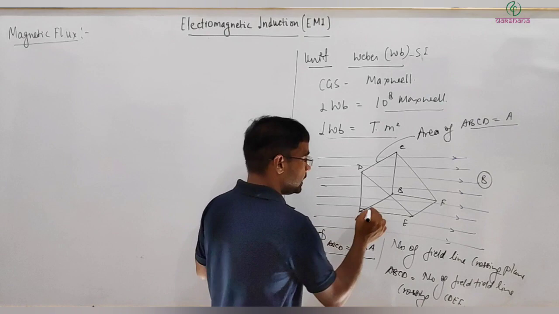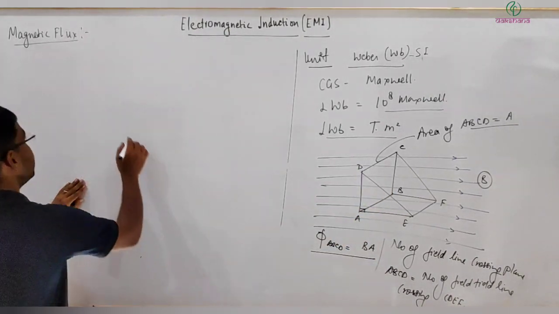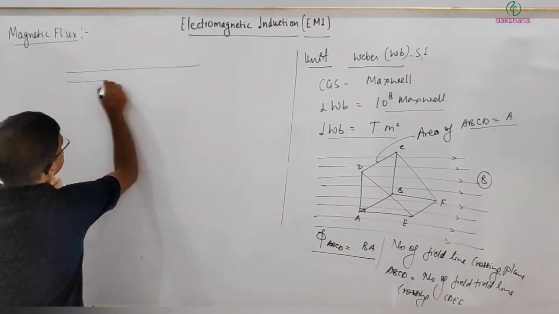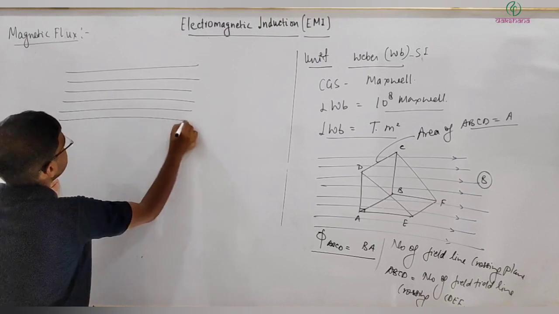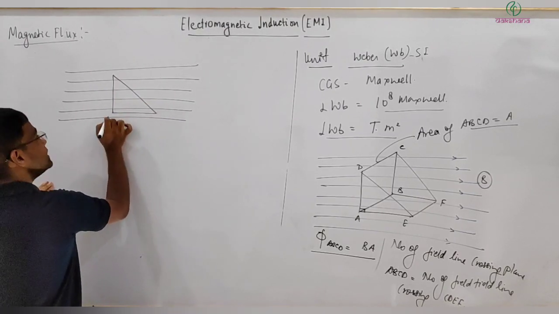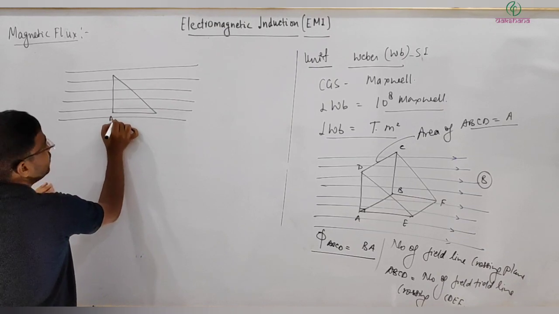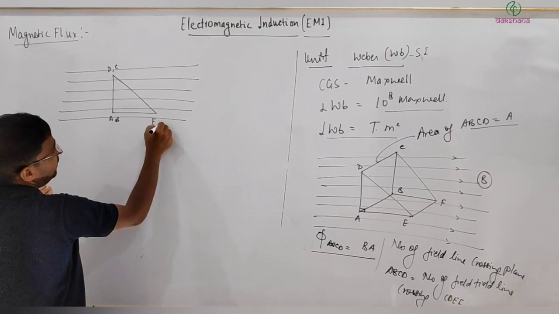So if I imagine it from this side, my magnetic field lines are like this, and this will be A comma B, this will be D comma C, and this is E comma F.